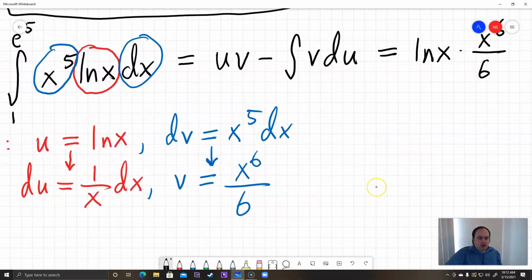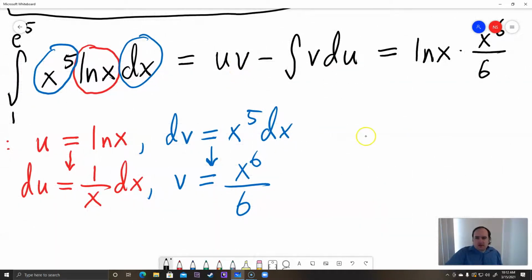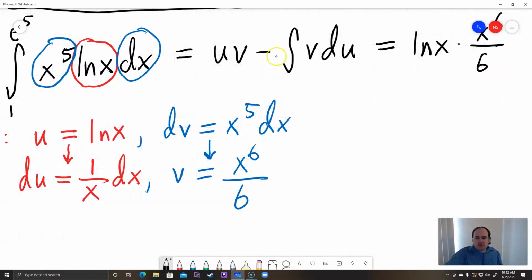It's just my writing. Okay, so you got uv, ln of x times x to the 6 divided by 6. And then we have minus the integral of v du. So it's going to be minus the integral of x to the 6 over 6 times 1 over x dx.